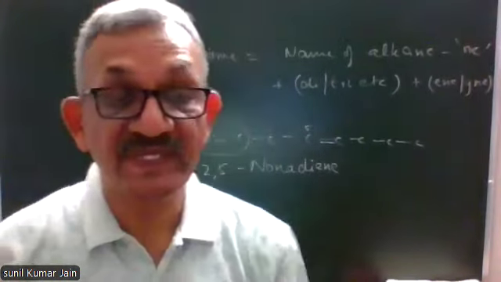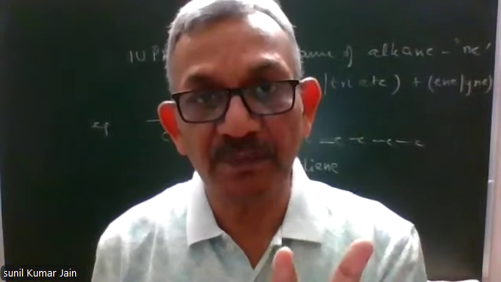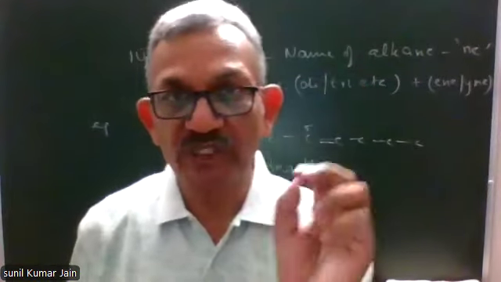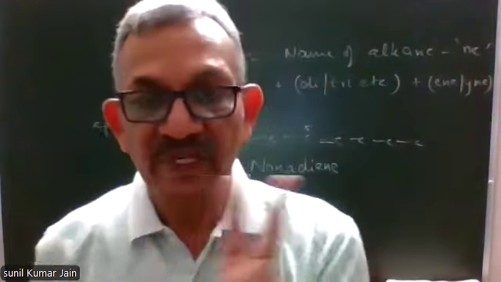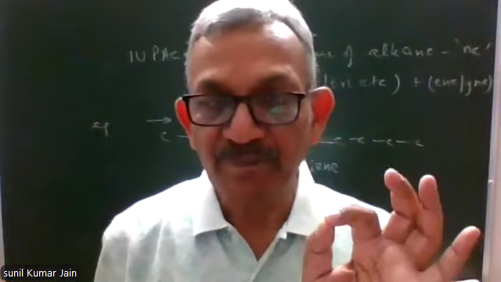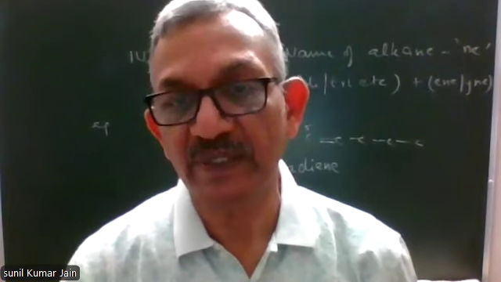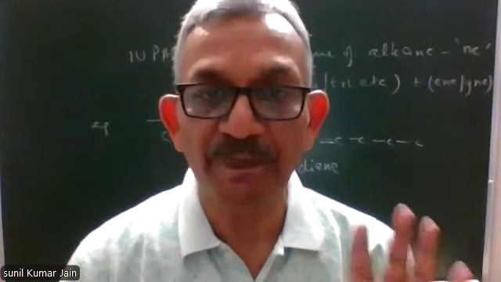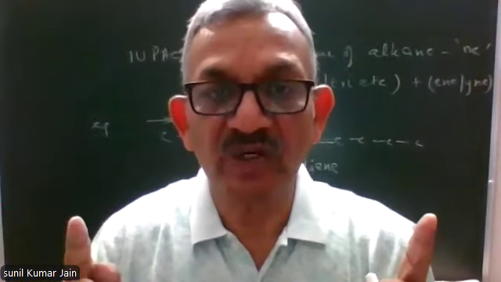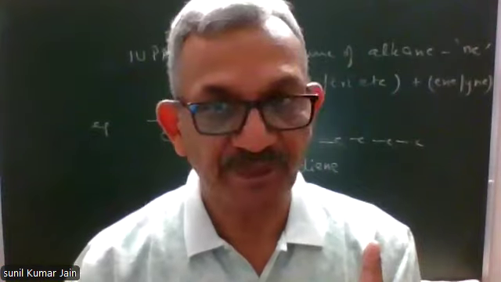Next, rule number 6. If the molecule has a carbon-carbon double as well as a carbon-carbon triple bond, and these double and triple bonds are at the same position in both the directions, then the double bond is given more preference than the triple bond. I'll repeat, the double bond will be given more preference than the triple bond only when the position of double and triple bonds in both the directions is the same, right?